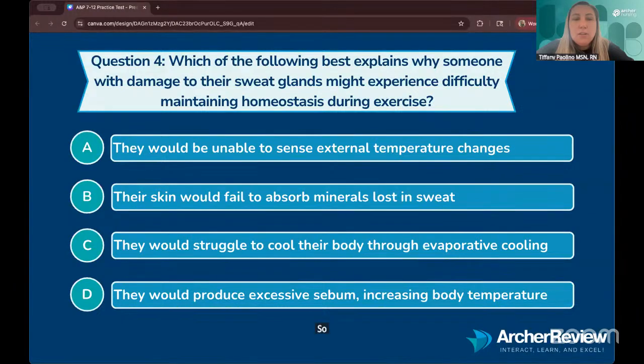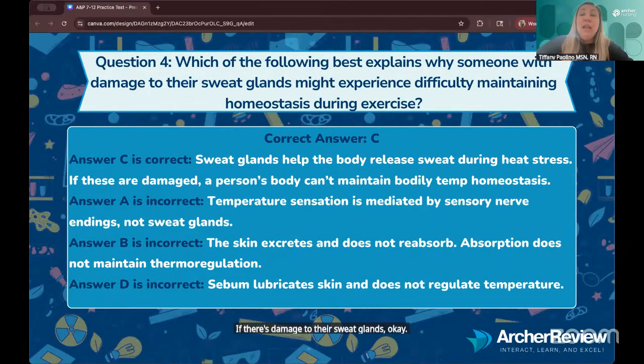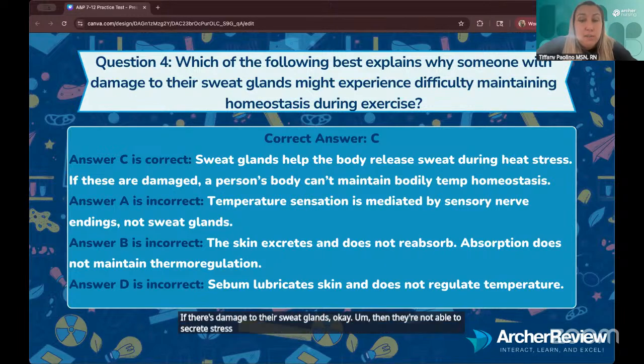So think about what our sweat glands do. What do the sweat glands do? Okay, so the answer here is C. They would struggle to cool their body through evaporative cooling, because if there's damage to their sweat glands, then they're not able to secrete sweat during heat stress, right? So without those functioning sweat glands, the person cannot cool their body.